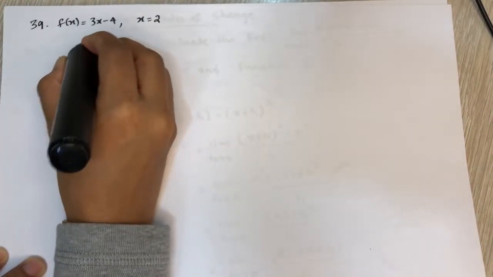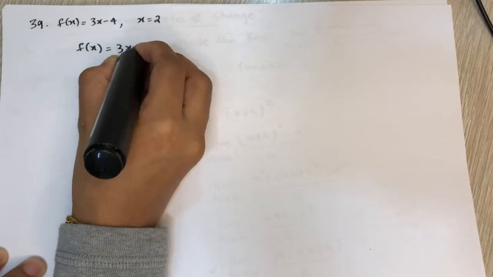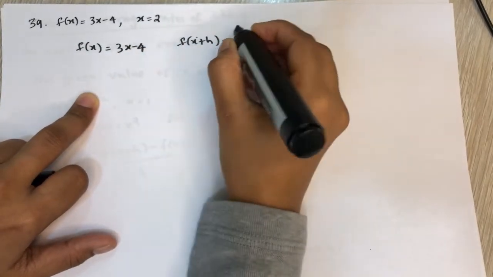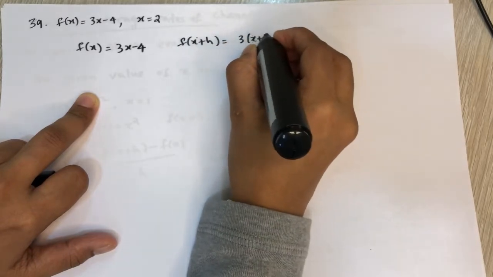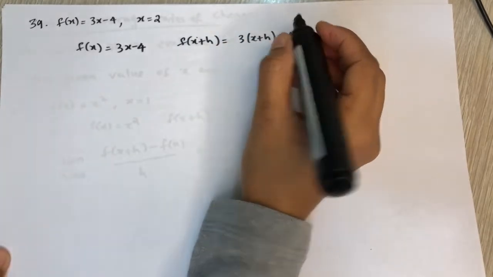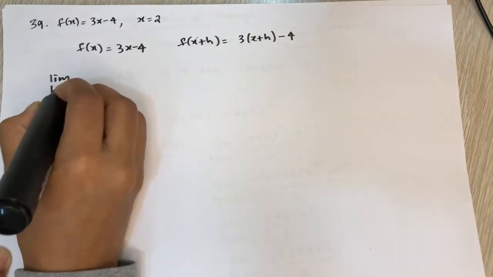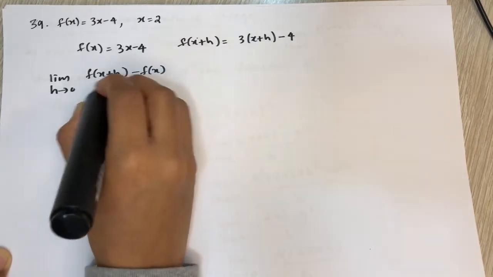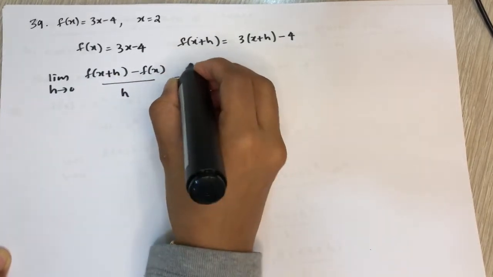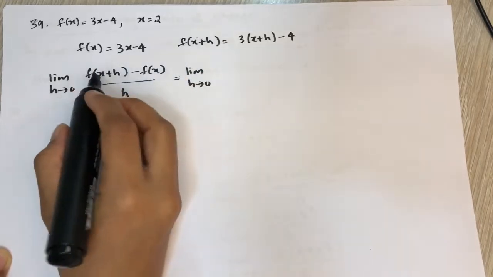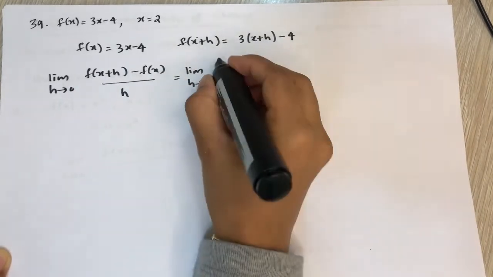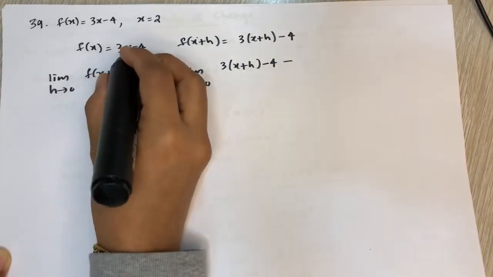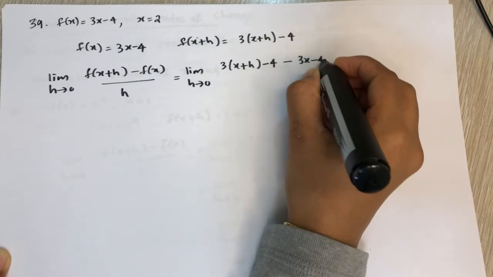f of x is equal to 3x minus 4. Therefore, f of x plus h is equal to 3 into x plus h minus 4. We have to find limit h tends to 0, f of x plus h minus f of x by h, equal to limit h tends to 0, f of x plus h is 3 into x plus h minus 4, minus f of x, which is 3x minus 4.